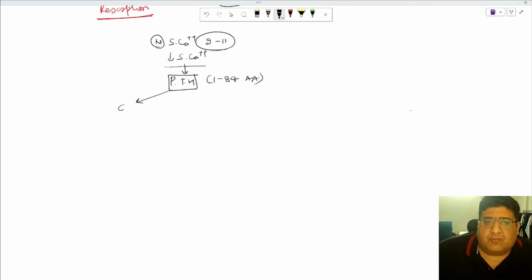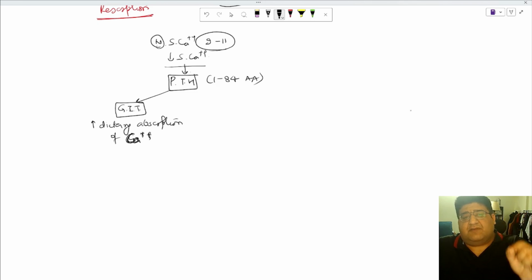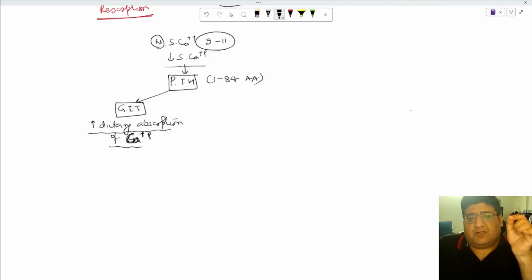What does parathormone do? First of all, parathormone goes to GIT. Parathormone tells GIT that, hey, GIT, whatever calcium this person is having in the diet, I have a request. GIT is like, yes, tell me. GIT, whatever calcium this person is having in the diet in the form of milk or green leafy vegetable, I have a request that can you please increase the dietary absorption of that calcium from the food into the gut to increase the serum calcium level.